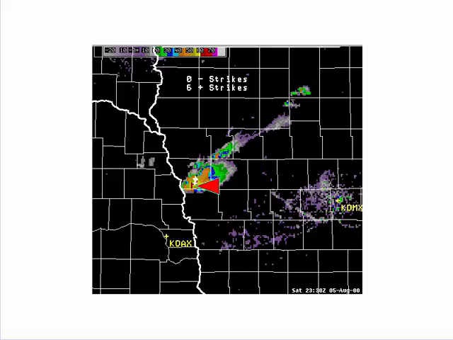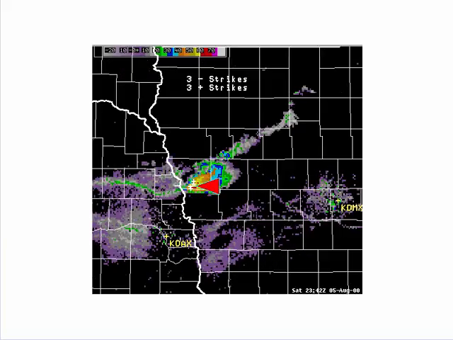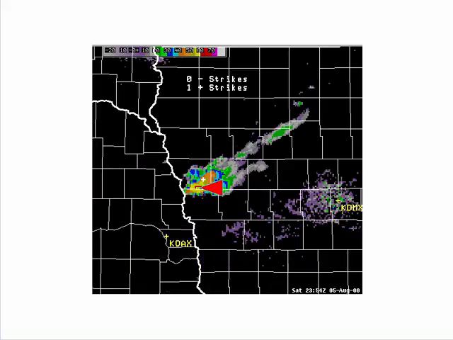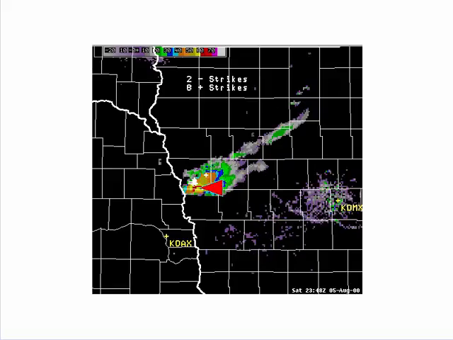There were a number of reports of hail diameter sizes greater than 2 inches in diameter. And in fact, at 23:45, which is just about this time right here, there was a report of 3-inch diameter hail from this storm. So pretty big hail from this storm. And a couple interesting notes here as well.